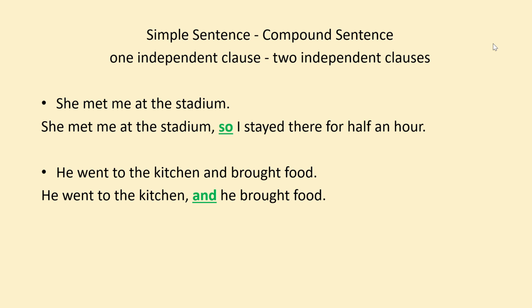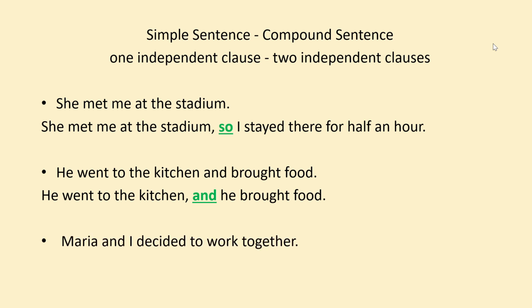There can be a question here. The first sentence, he went to the kitchen and brought food, already had and, and we saw that and is a coordinating conjunction. Then why is it not a compound sentence? If you look at this sentence, and brought food, this part has a verb but it does not have a subject, so that is why it is not an independent clause, because a clause needs both the subject and the verb. So when we converted it, we added a subject, he, and he brought food. Now it has both the subject and the verb.